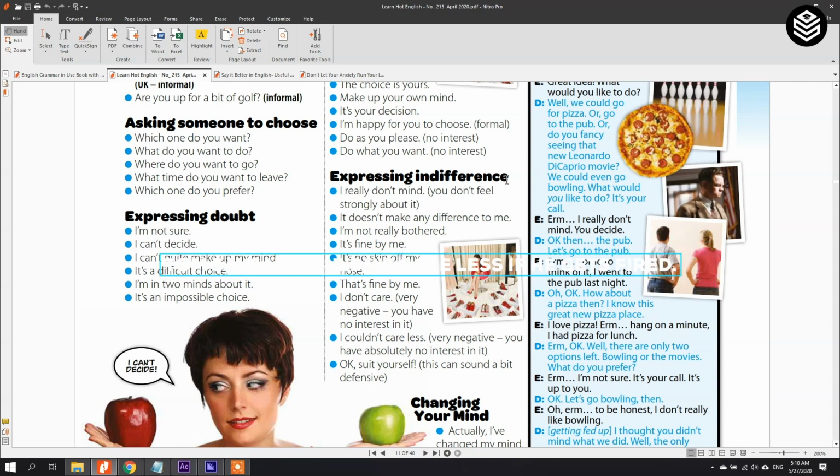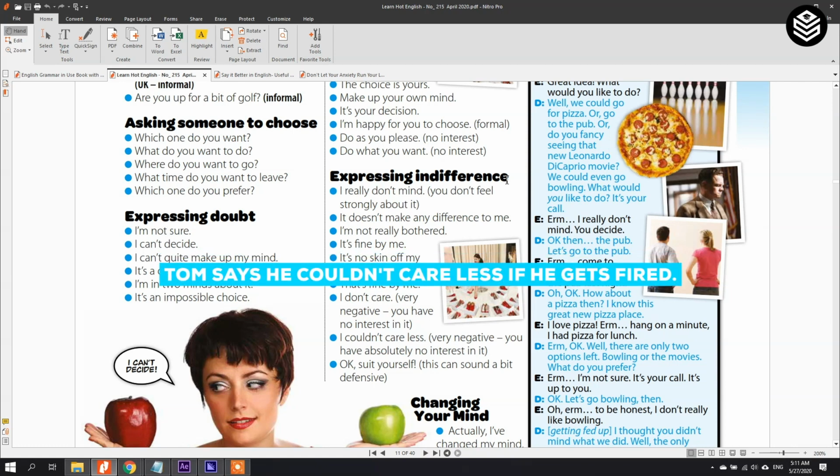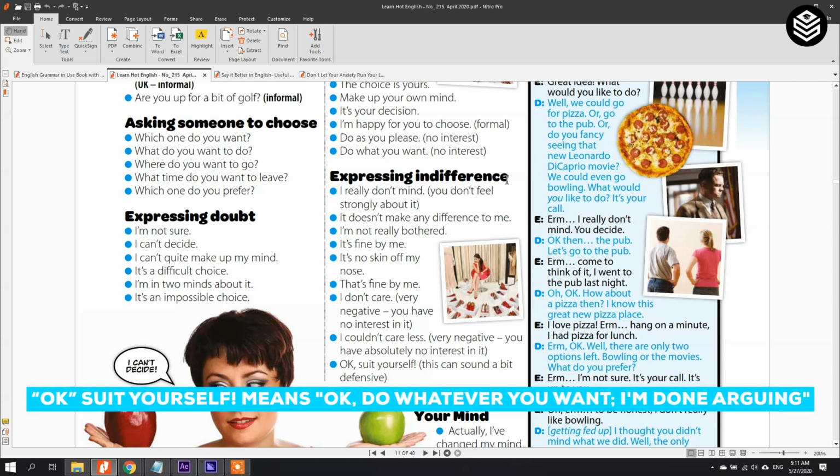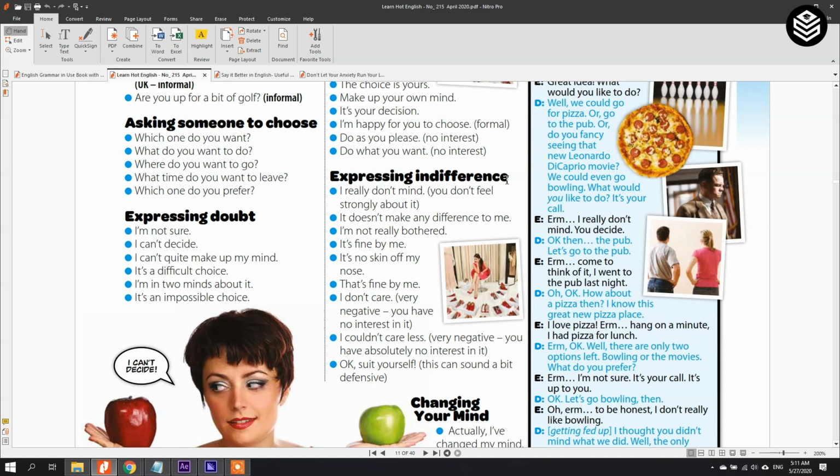Okay, I couldn't care less. It is also very negative. You have absolutely no interest. This has the same meaning as I don't care. The last one, okay, suit yourself. It means your friend is asking about your opinion, but indirectly you are telling them it is suitable only to you. Suit yourself.